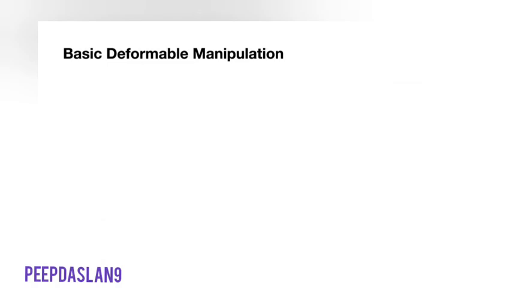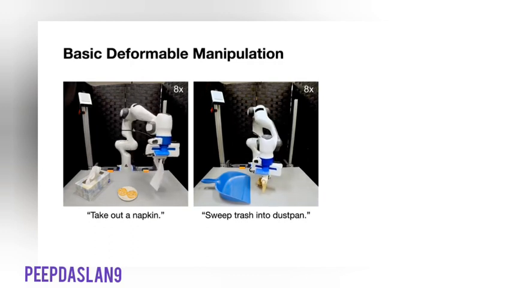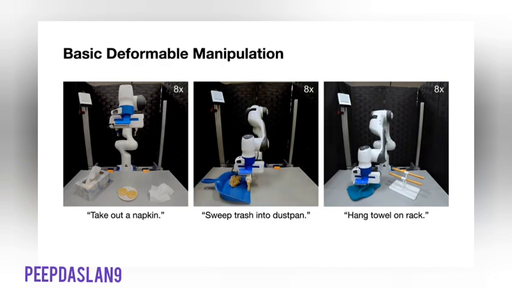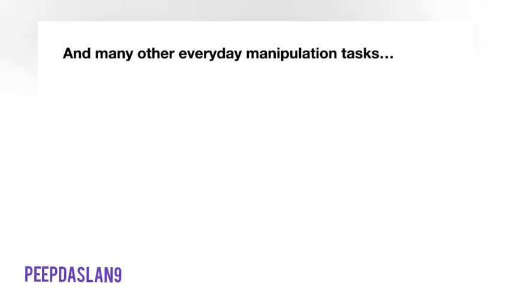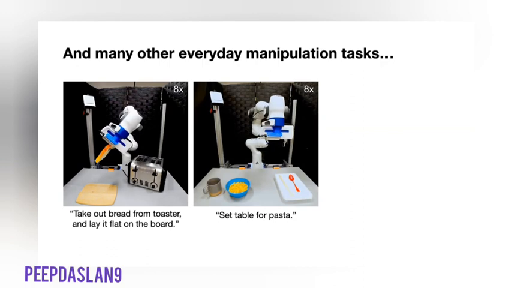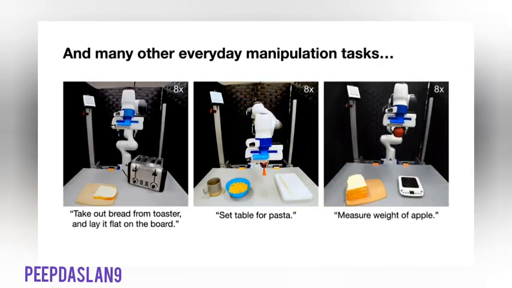In addition, it can perform elementary deformable manipulation, including take out a napkin, sweep trash into the dustpan, and hang the towel onto the rack. Lastly, it can also perform many other everyday manipulation tasks, including take out the bread from the toaster and lay it flat on the board, set a table for my pasta, and measure the weight of the apple.